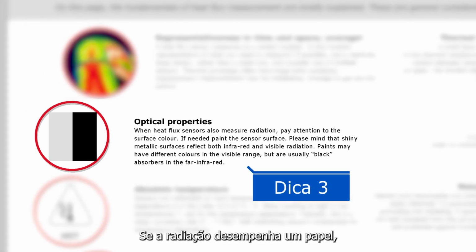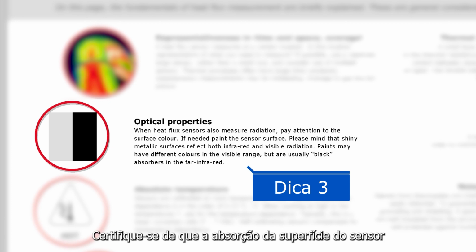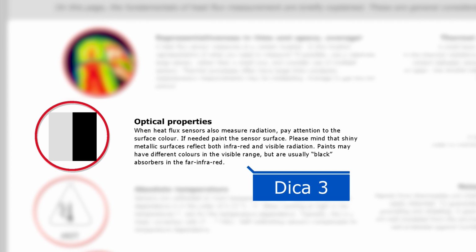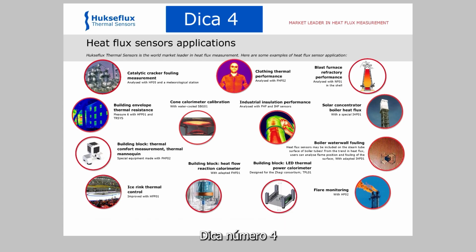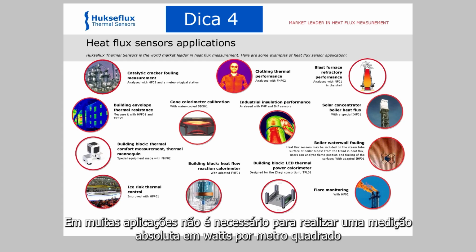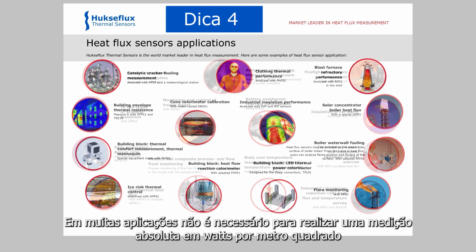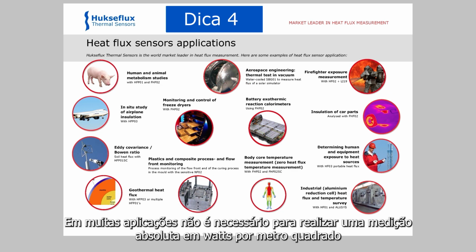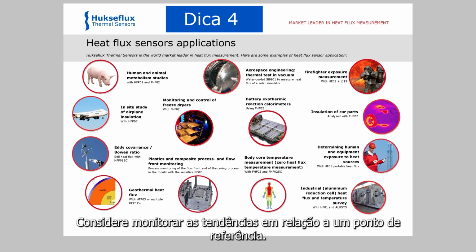Tip number 3. If radiation plays a role, make sure your sensor surface absorption matches that of the object it is mounted on. Tip number 4. In many applications, it is not necessary to perform an absolute measurement in watts per square meter. Consider monitoring trends relative to a reference point.